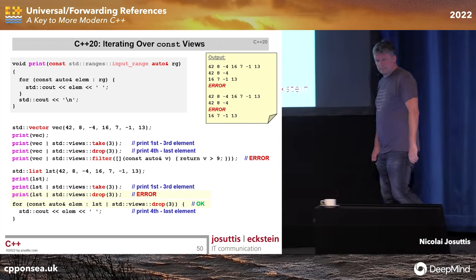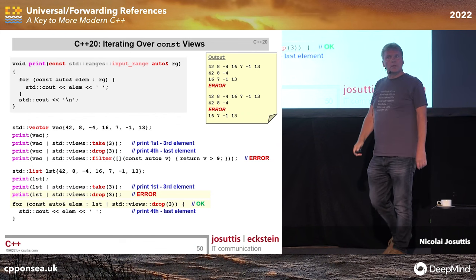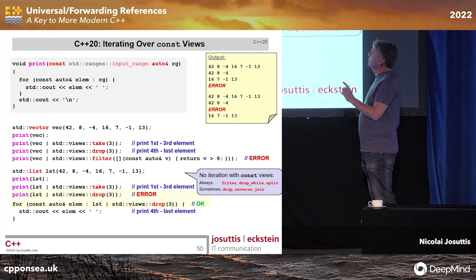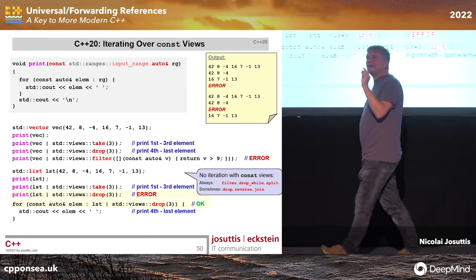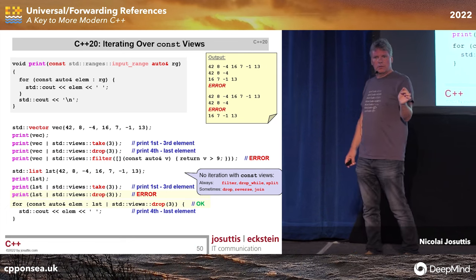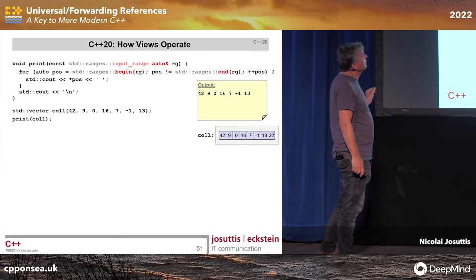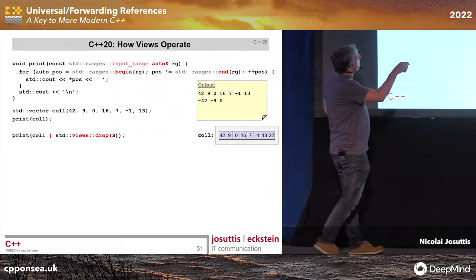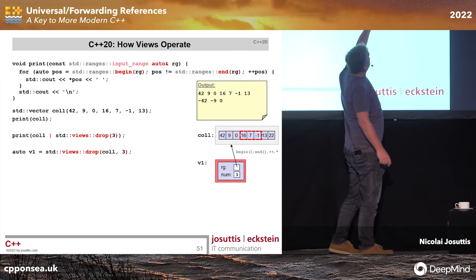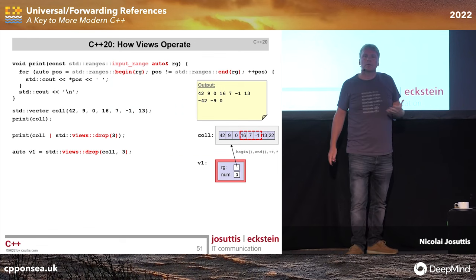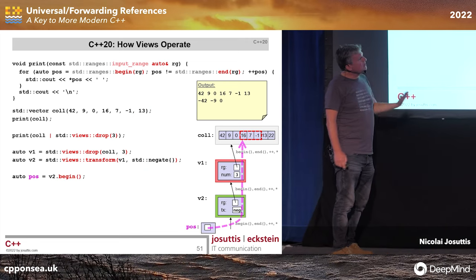So what is the problem? The problem is this const. For some views, always or sometimes, iterating does not work if the view is declared to be const. Wow. Why? Well, think about it, we call drop here, which might be the same as initializing a view that refers to this and says, well, let's drop the first three elements, and then let's use a transformation, and then let's call it. And that is called begin.